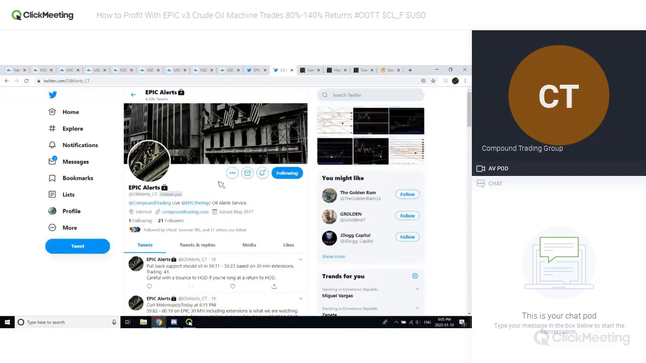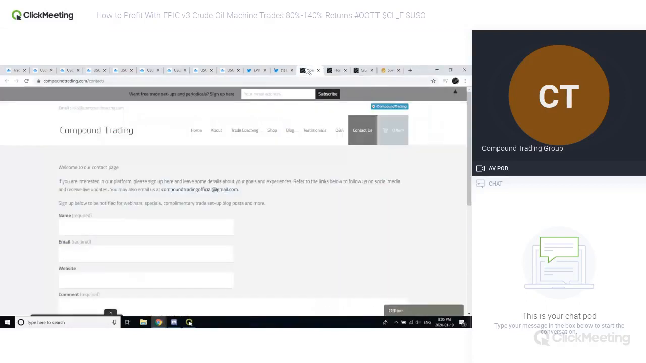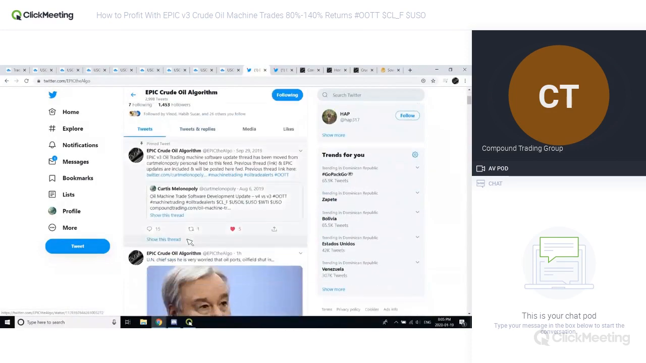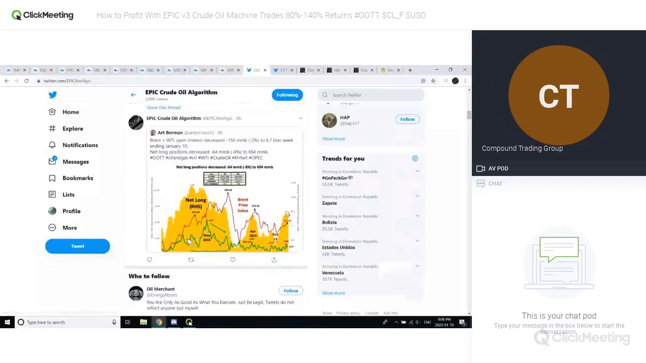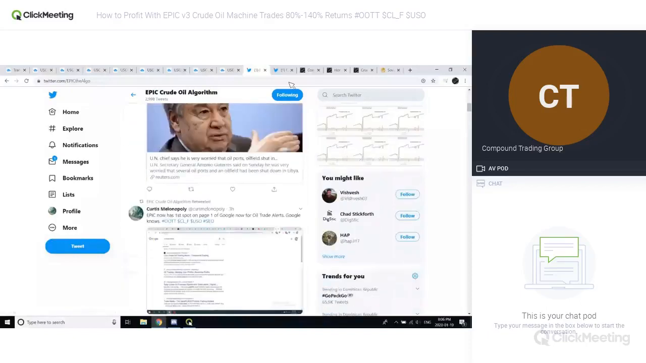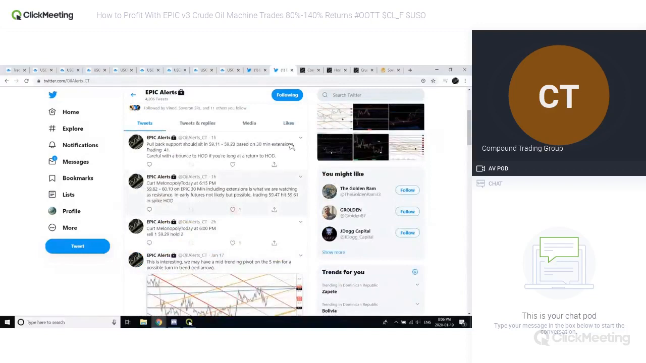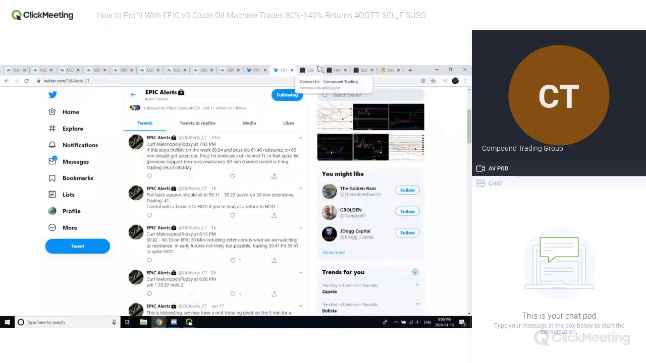EPIC specifically has a Twitter feed, and you can find the public-facing Twitter feed here. That's at EPIC Algo, and you can follow along there. There's regular updates in there. And then the actual Twitter alert feed looks like this. It's just a private alert feed.